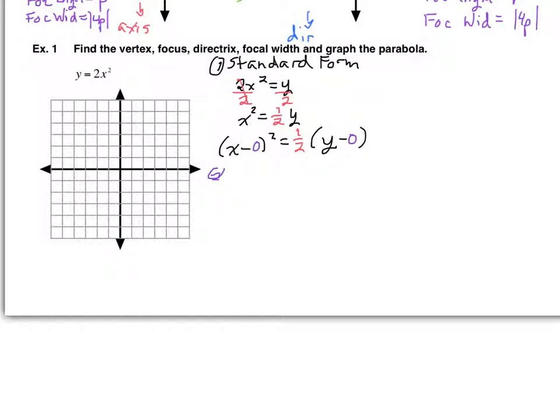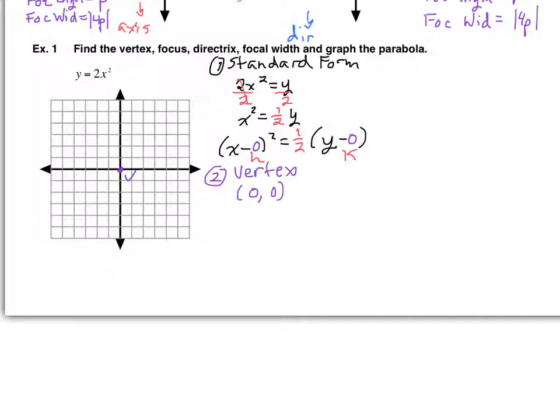Yeah, so I'm having issues, sorry. My pen keeps turning on me. So step 2, vertex. So my vertex is 0, 0, because this is my h and this is my k. And so I'm going to plot that vertex of 0, 0 right there. And I'm going to label it as V.